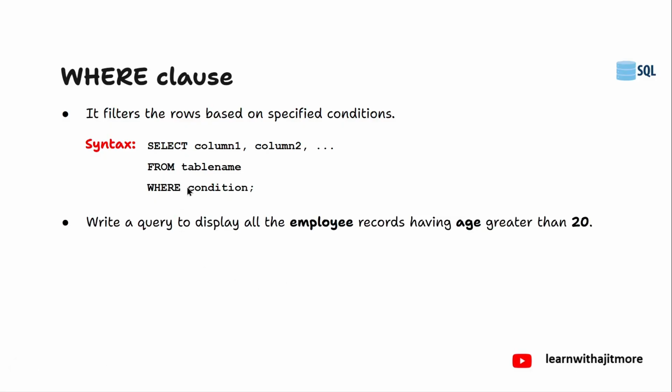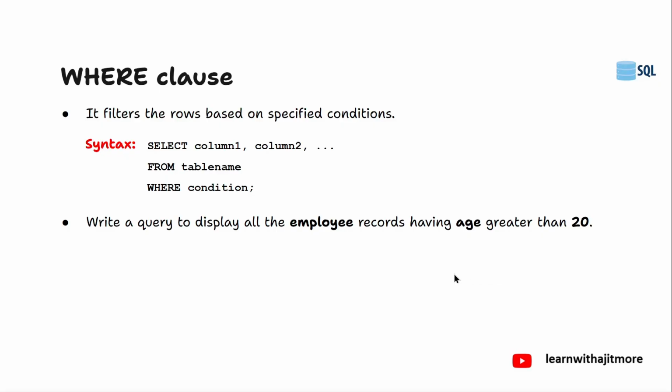Correct? And Workbench doesn't execute this query. Workbench's job is just to show the result. Workbench is just a UI provided to the client to type the query. The query is sent to the MySQL server, the MySQL server runs it and sends the response back to Workbench, and Workbench shows it to the end user. Get it? Here the task is: write a query to display all employee records having age greater than 20.